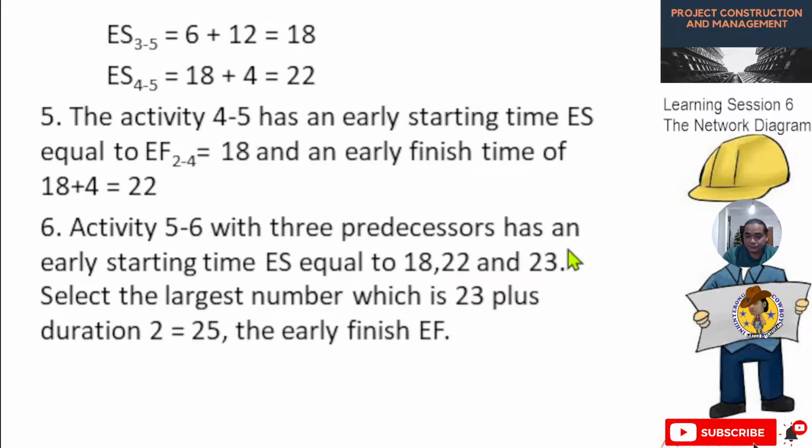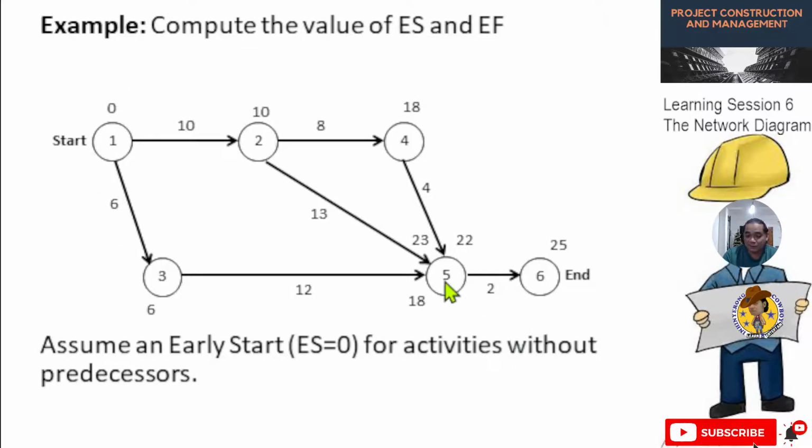Select the largest number, which is 23, plus the duration of 2, giving 25. So the early finish for this project is 25 days. So just choose the highest figure among the three, then add that to the duration of 5 to 6. This is the number of days for the earliest finish of the project, meaning 25 days, the earliest completion of the project. Okay, earliest finish or earliest completion.